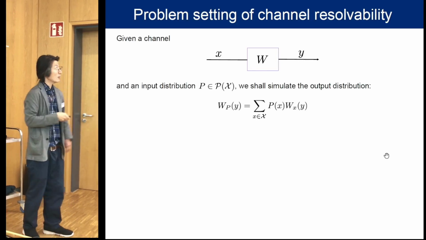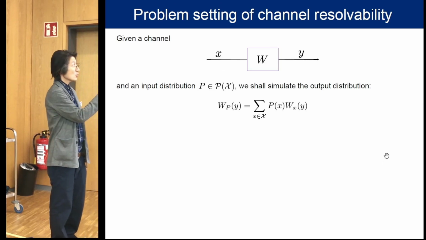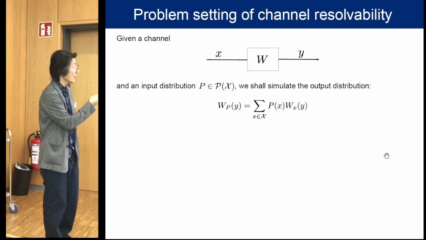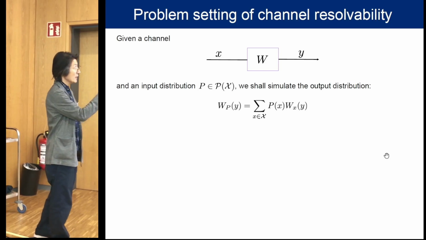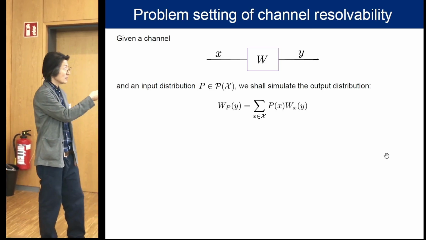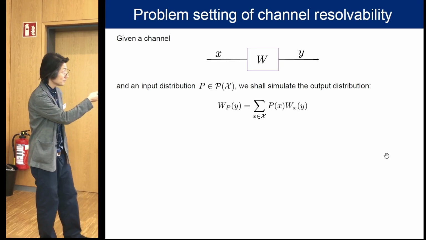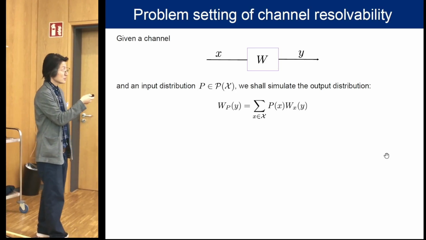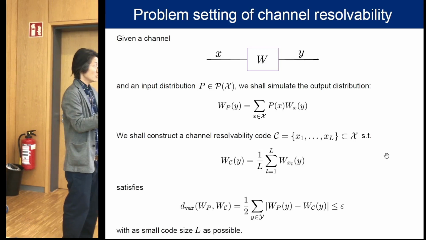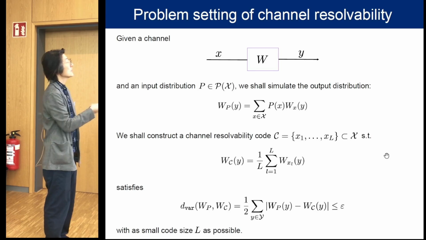Okay, now let me explain the problem setting of channel resolvability. We are given a noisy channel W with input X and output Y. And for an input distribution P, our goal is to simulate the output distribution WP, defined by this formula. To simulate this output distribution, we construct a channel resolvability code, which is given by an L-tuple of input symbols.